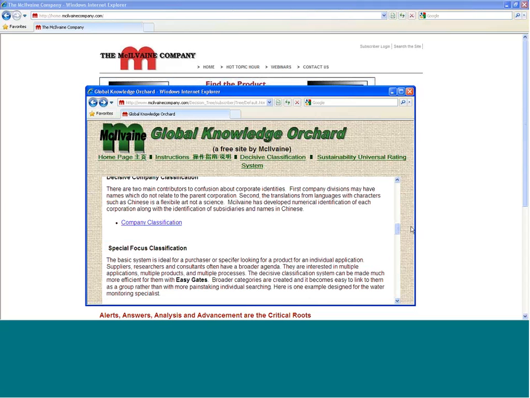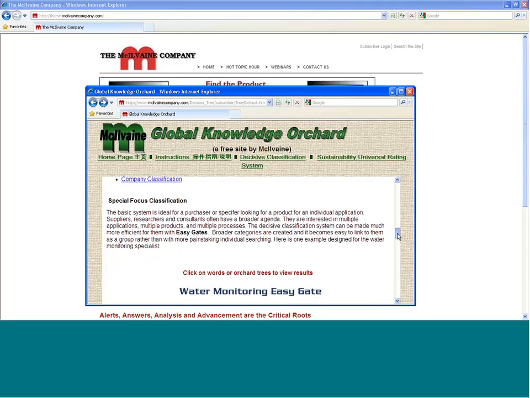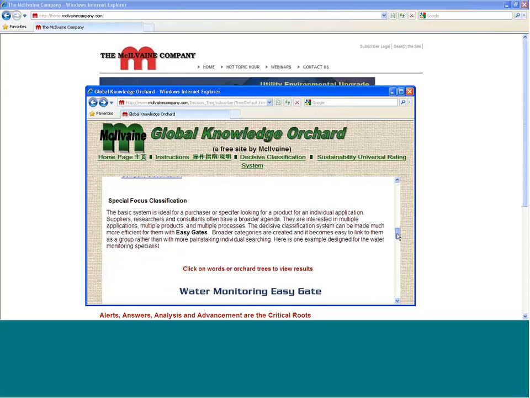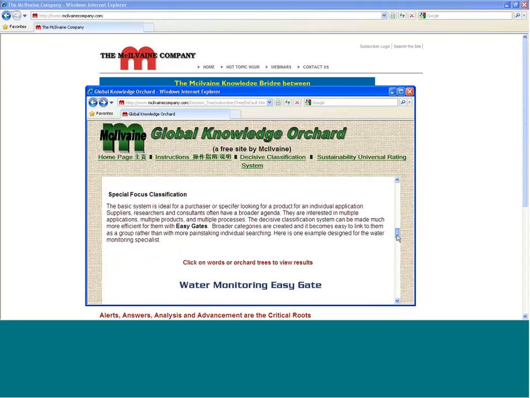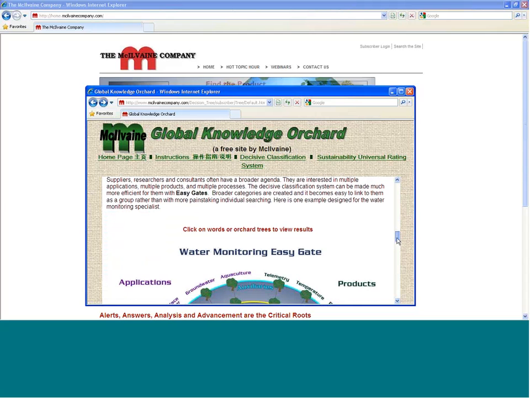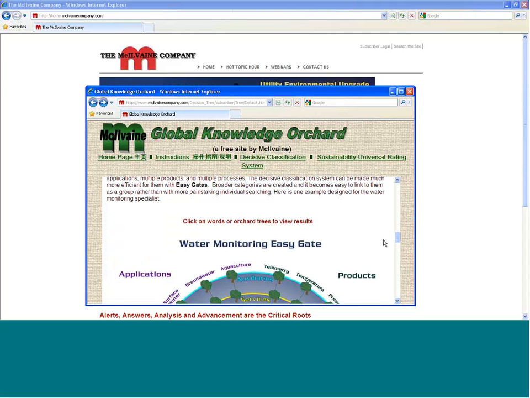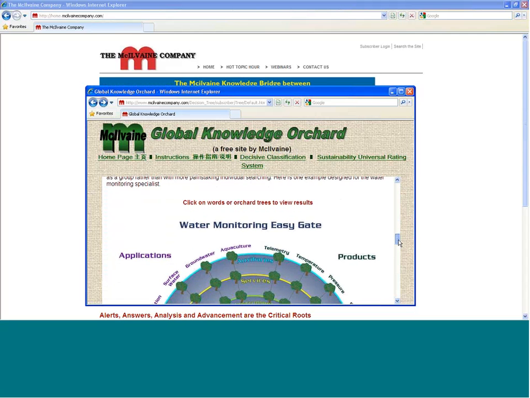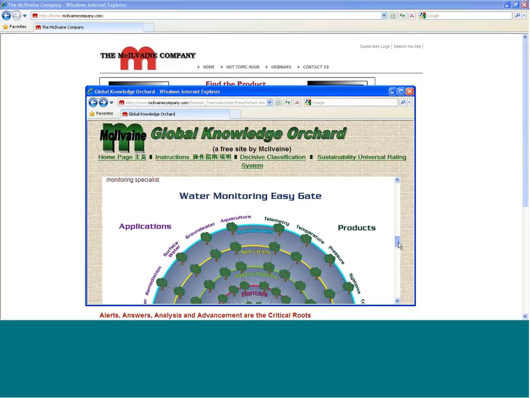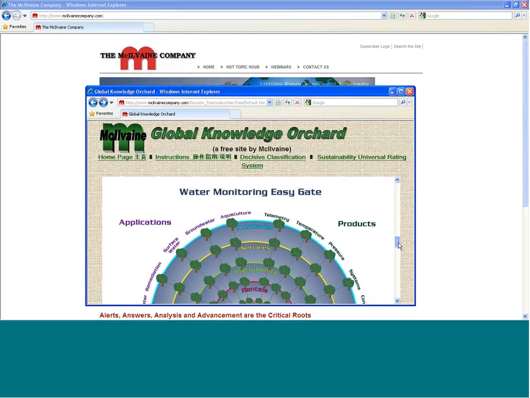And so you can go down even a little bit further, and I think this is equally important here, is the special focus classification. And you can decisively classify everything based on the search for one subject, one product, one application, and so forth. And that really is looking at it maybe from the end user standpoint who has to buy a product for a specific application. But a lot of your people are not going to have that orientation. And for instance, what happens if you're a water monitoring professional, for instance, you're going to be wanting to look at a number of applications.